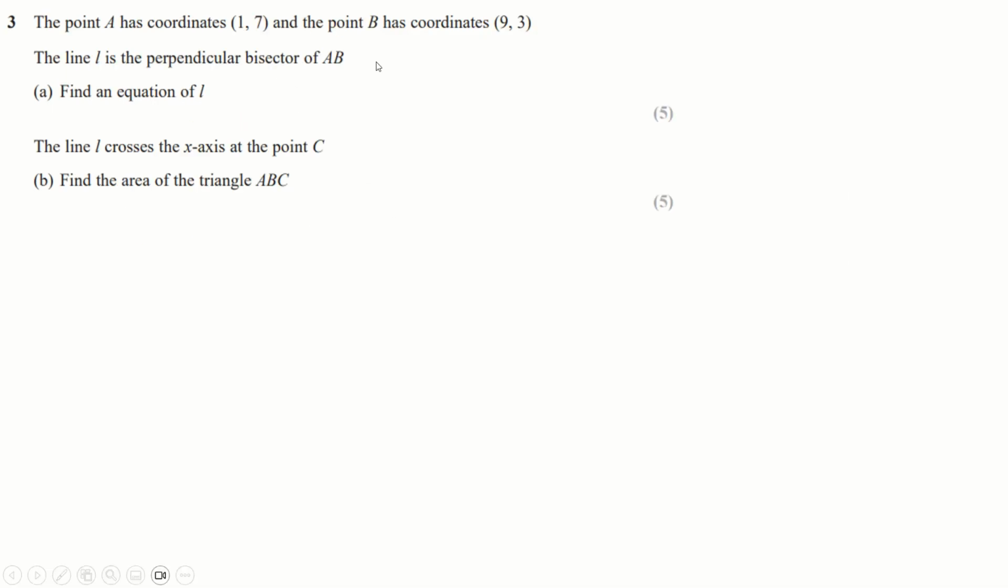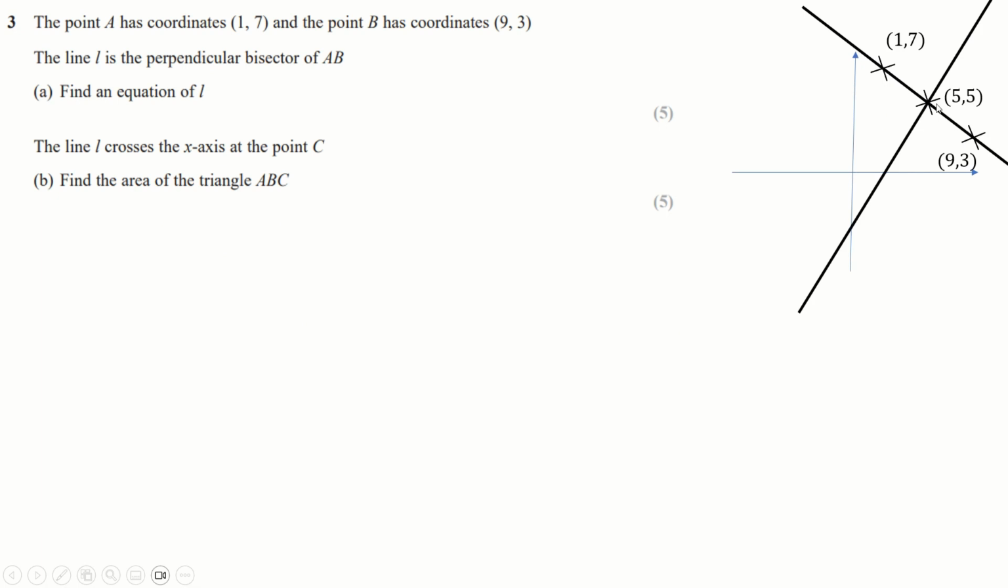3 then, you can draw this if you want to. So there are the 2 points. You've got a line connecting them. Now we've got a perpendicular bisector, so we need the midpoint of this line, which is just averaging the x coordinates and averaging the y coordinates. 1 plus 9 is 10, over 2 is 5. 7 plus 3 is 10, over 2 is 5. So we've got a point (5, 5) in the middle.